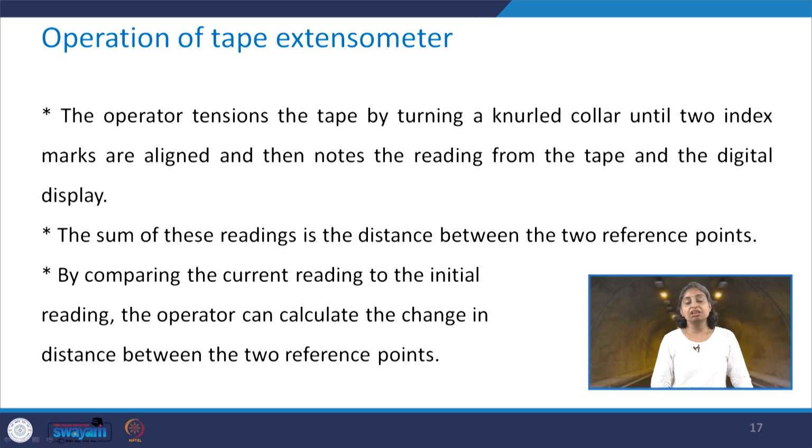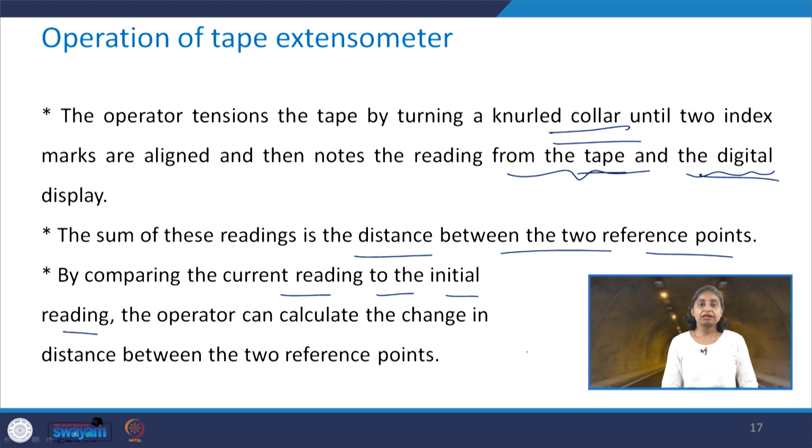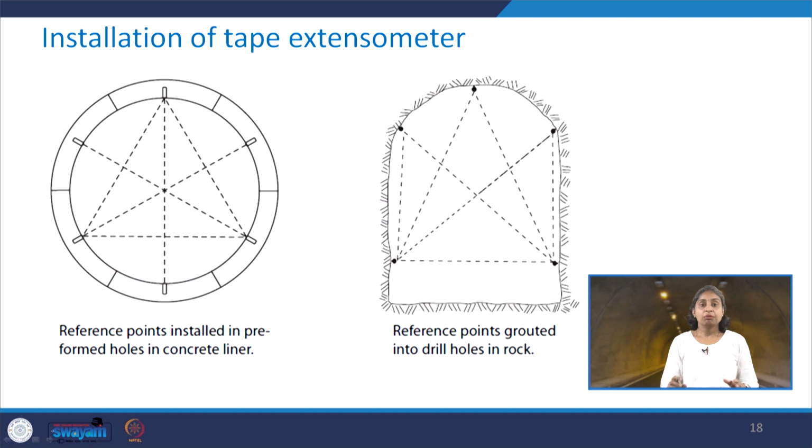Then the tension is given to the tape by turning the tension collar until the two index marks are aligned, and then we note the reading from the tape as well as the digital display. The sum of these two readings will give you the distance between the two reference points. Now by comparing the current reading to the initial reading, the operator can calculate the change in the distance between the two reference points. We will take these things up with the help of a few figures and try to understand it in a clearer manner.